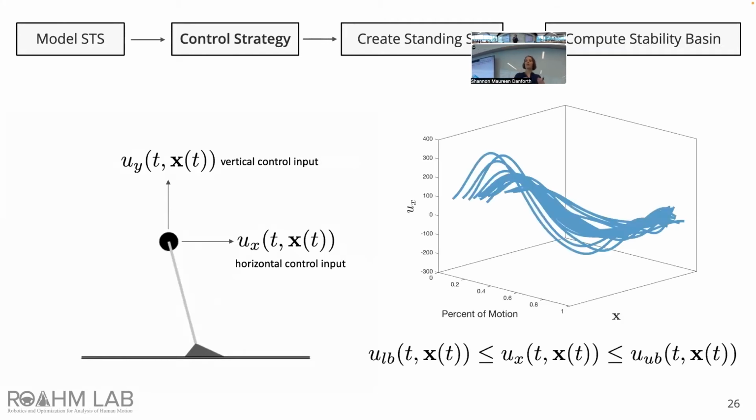Next, we want to develop a model for the control strategy that the individual is using during sit-to-stand. And so we found that fitting a single controller to these data was difficult. And so instead, we solve for lower and upper bounds at each point in time based on the observed successful inputs.